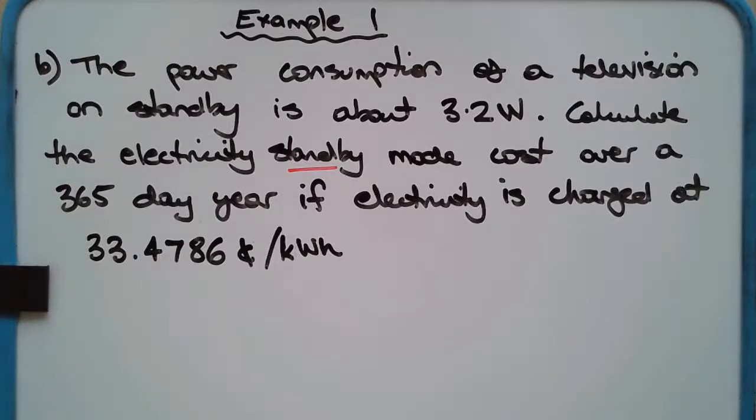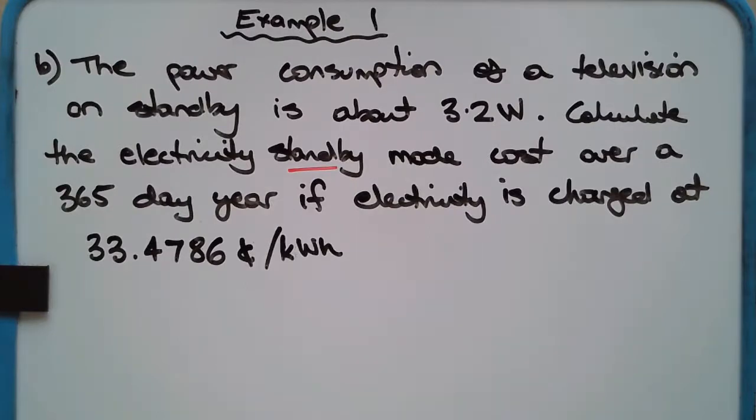So this is the second part of example 1, where we look at standby power and the cost of standby power. When we talk about standby, it's like when you switch a TV off with the remote control. The TV is still plugged in, and there's still a little bit of residual power running through the television to keep it partly energized. That still costs money. So we need to work out roughly how much it costs to run that appliance, even though it's not being used.